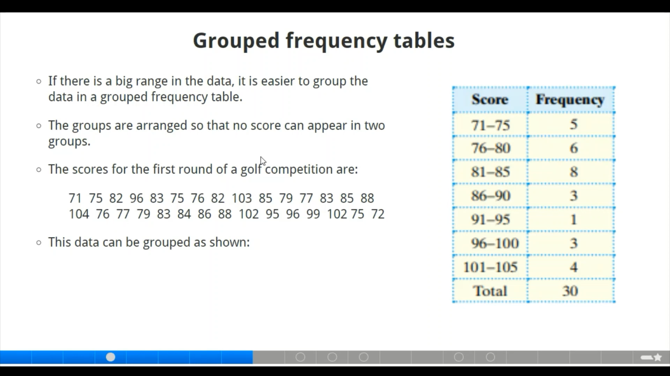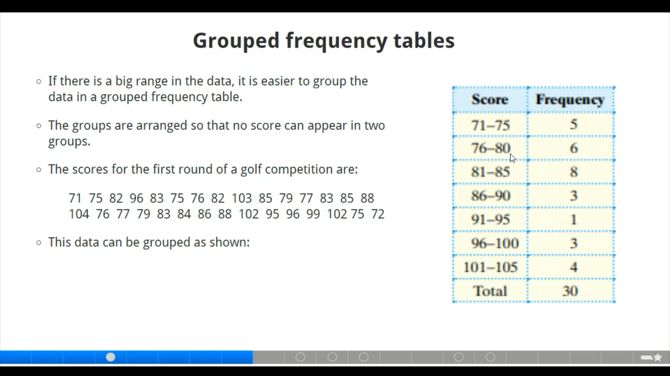Look at the interval that we have here. This is from 71 to 75. The interval between them is what? 71, 72, 73, 74, 75. That is 5. So let's look at 76 to 80. You see that it's going to be 5. So the interval we are building for this golf competition is an interval of 5. So from 71 to 75, 76 to 80, until we have 101 to 105.